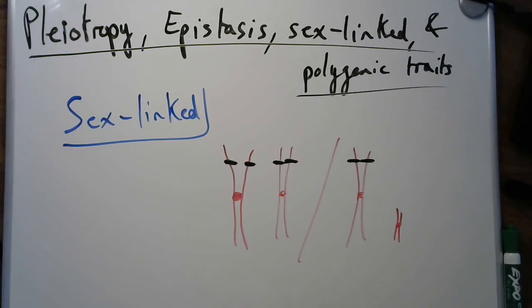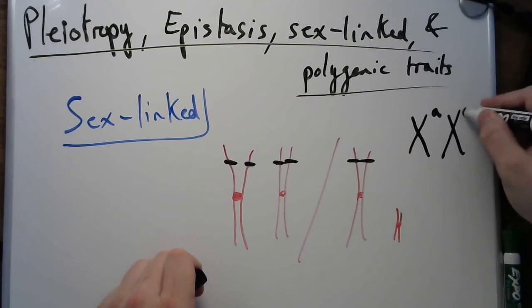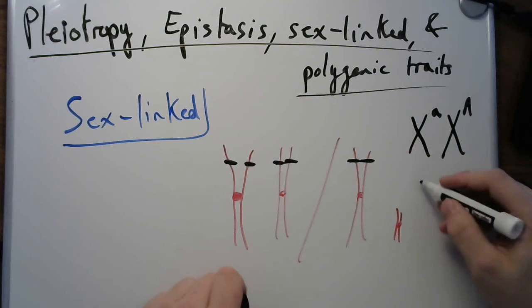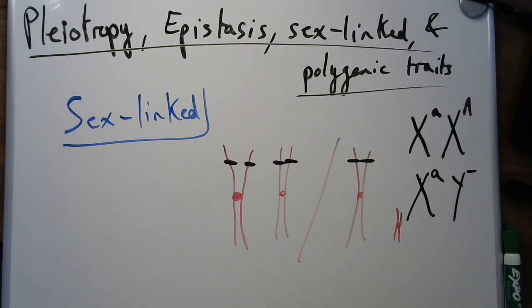So when you draw Punnett squares with X and Y, usually you use the notation of X and then whatever allele you have, for example. And if you're a male, you would just do X and then Y and nothing in there. Usually people put a dash. But that's it. That's it for sex-linked.